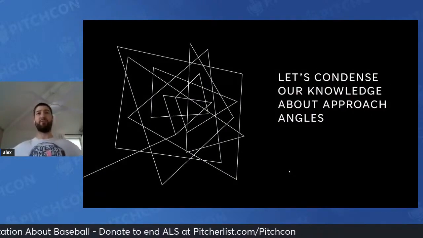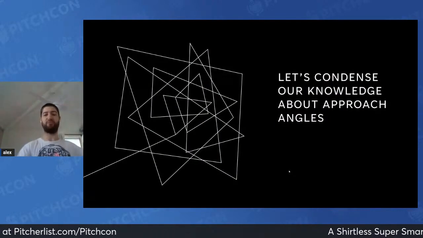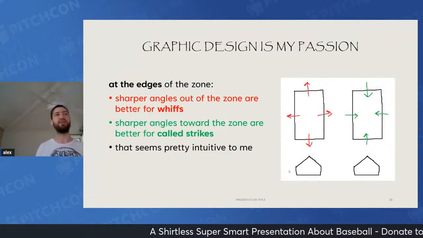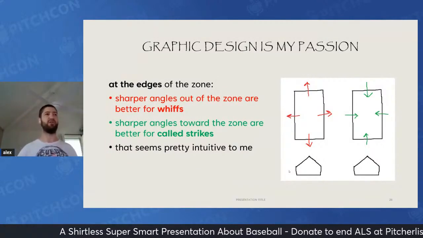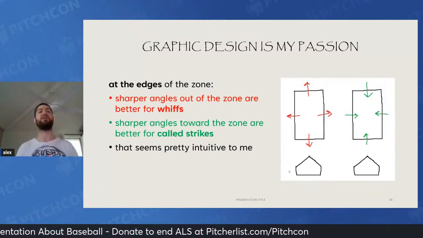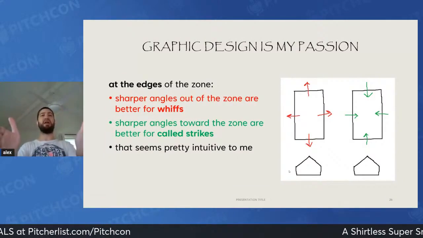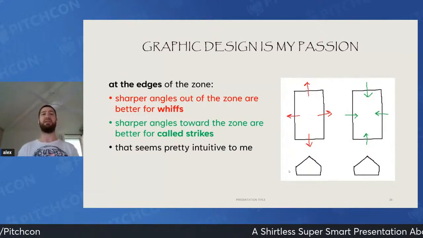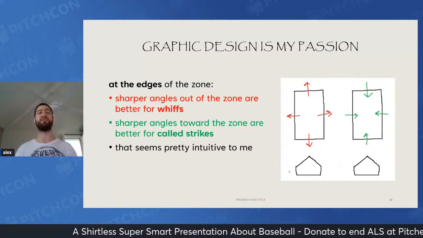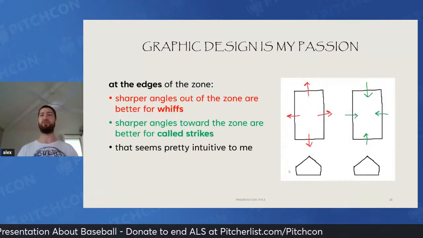Well, let's condense our knowledge about approach angles, because I've talked about coming in to the zone, going out of the zone. And really what it boils down to is that, yeah, graphic design is my passion, is that sharper angles out of the zone are better for whiffs, and sharper angles toward the zone are better for called strikes. And that to me is really intuitive. Like if a pitch looks like it's going to miss just narrowly outside the zone and then cuts back in at the last second at a sharp angle, it's going to induce more called strikes because it gives off the illusion of being a bad pitch that becomes a good pitch.